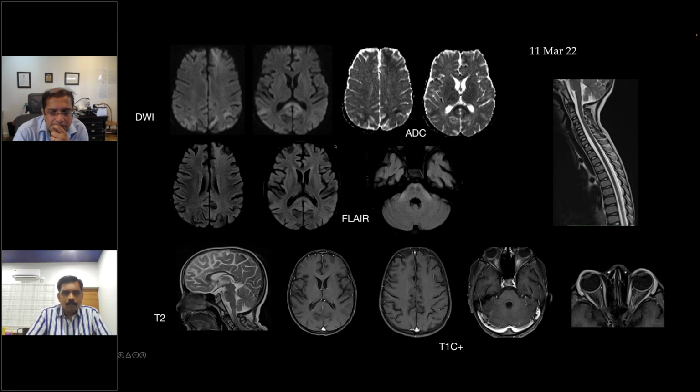There was a follow-up scan, and the changes have actually progressed. The ADC sequences are now darker than previously seen. There's a progression in the lesion, and also there is generalized atrophy. Again, the posterior fossa changes were similar to what we have seen in our previous study.